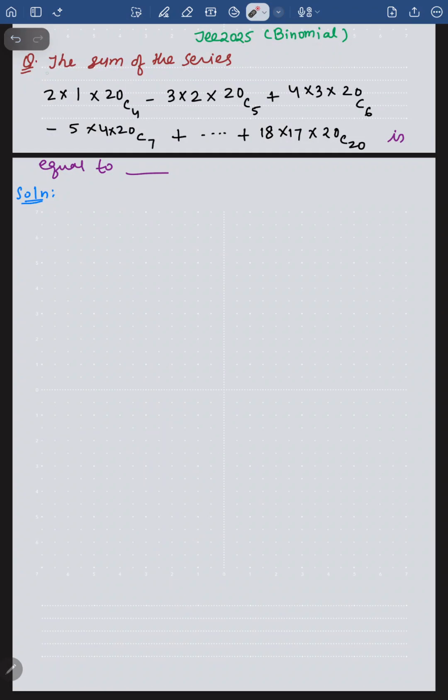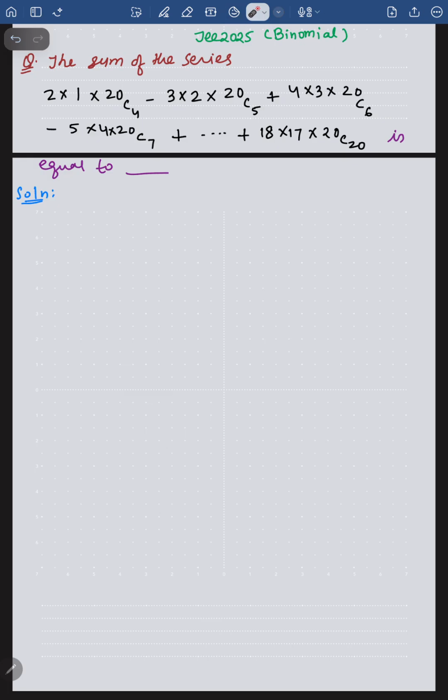JEE 2025 binomial. The question is: the sum of the series 2 into 1 into 20C4 minus 3 into 2 into 20C4 plus 4 into 3 into 20C6 minus 5 into 4 into 20C7 plus ... plus 18 into 17 into 20C20 is?